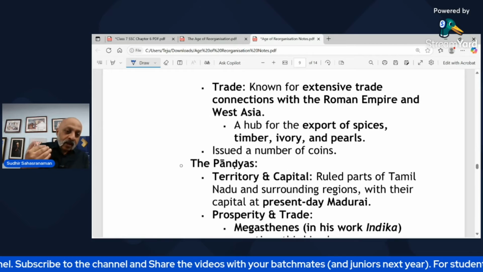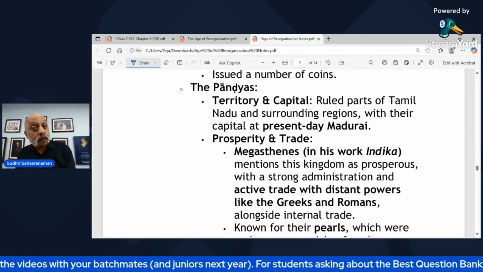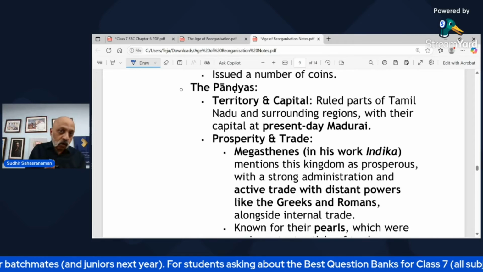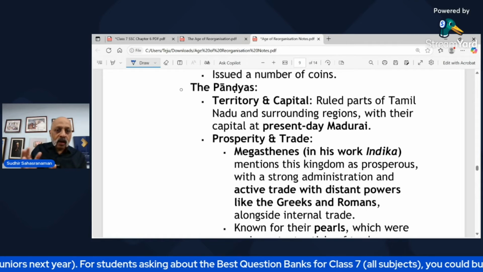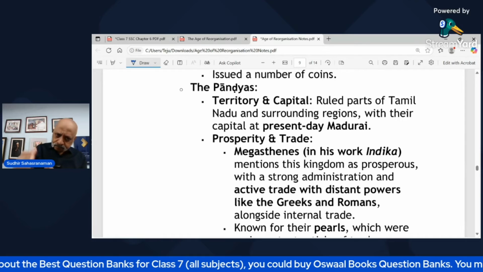They issued a number of coins. The third kingdom is that of the Pandyas, who ruled in the southern part of modern day Tamil Nadu, with their capital in present day Madurai.